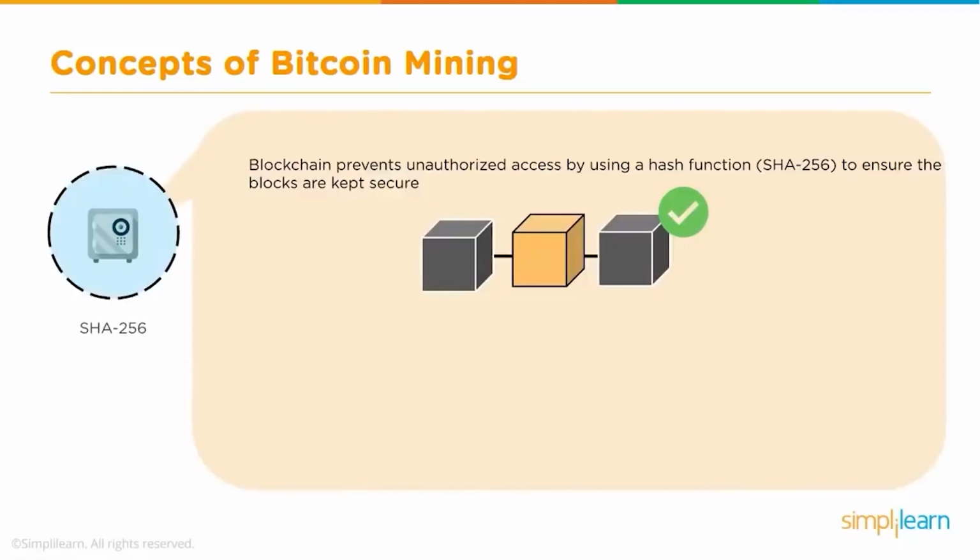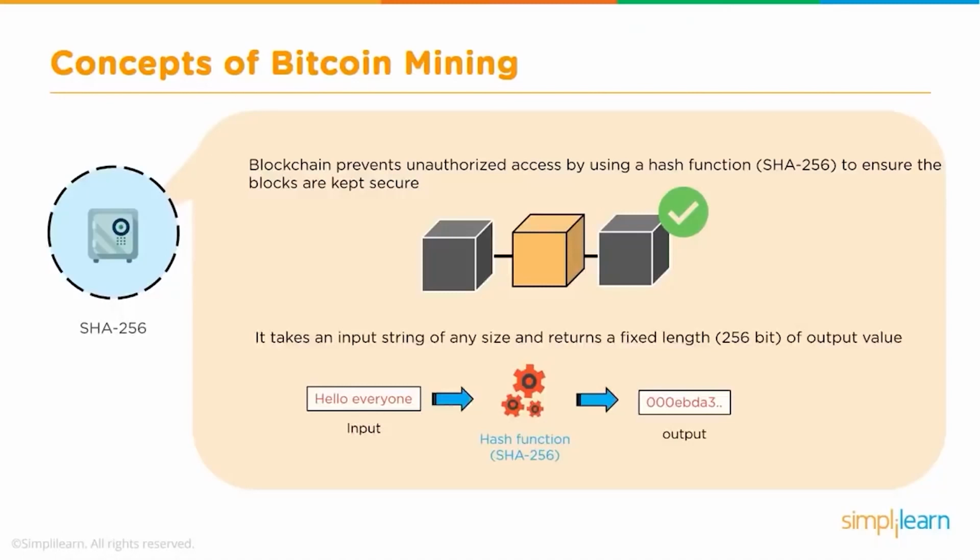Now, blockchain prevents unauthorized access by using a hash function called SHA-256 to ensure that the blocks are kept secure. They are digitally signed. Their hash value once generated cannot be altered. Now, SHA-256 takes an input string of any size and returns a fixed length 256-bit output value, and that is the primary feature of the SHA-256 encryption algorithm. You give any input, it will always give you a 256-bit output, and it is a one-way function. You cannot derive the input reversely from the output you have generated.